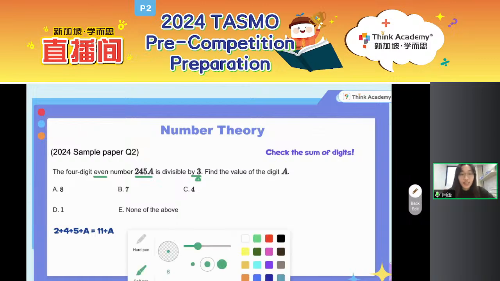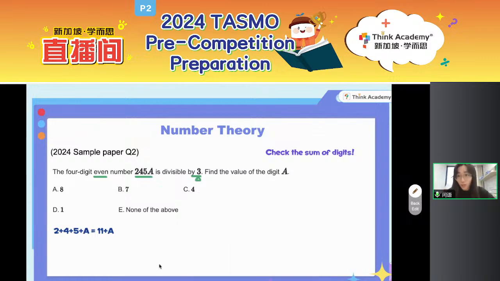But here, you see, do we need to check all the options one by one? No, because actually the divisibility of 3 is just one clue. And what is the other one? That is even number. So for an even number, you only check whether the last digit is 0, 2, 4, 6, or 8. So now you see that for 7 and 1, we can just eliminate them first. And then following this, let's check.